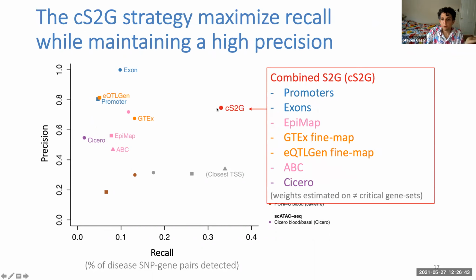Now here we have our combined SNP-to-gene strategy that contains 7 strategies, which are all the 7 strategies that I've highlighted here. It has both a high recall, with around 33% of SNP-gene pairs detected, and a precision of 75%, right? This strategy doubles either the precision or the recall of any other strategy. At this stage of the project, we are really happy with what we had in hand.